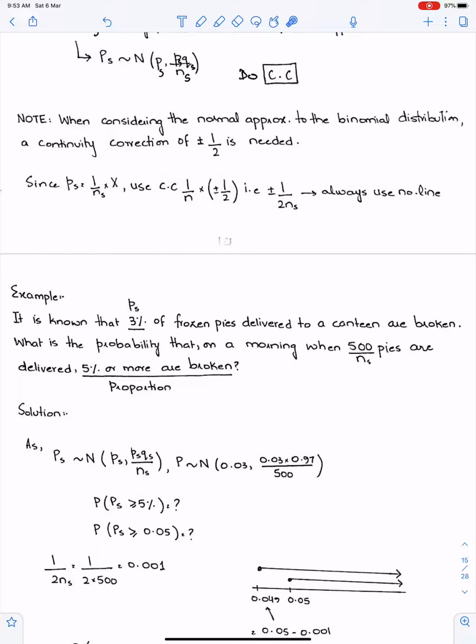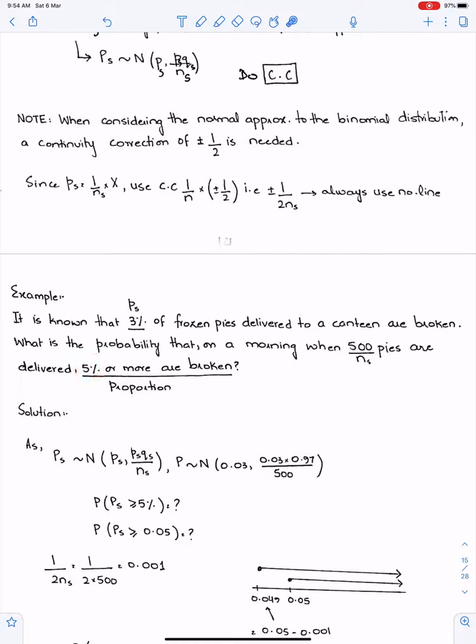An important example of proportion. It is known that 3% of frozen pies delivered to a canteen are broken. What is the probability that on a morning when 500 pies, this is the sample size, NS, are delivered, 5% or more are broken? Now this information is very important. 5% or more. How would you know this question is of sample proportion? Because the requirement is in percentage.